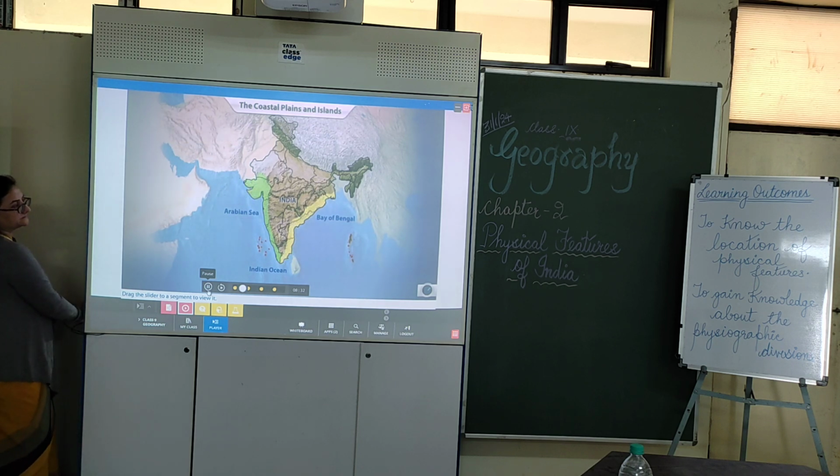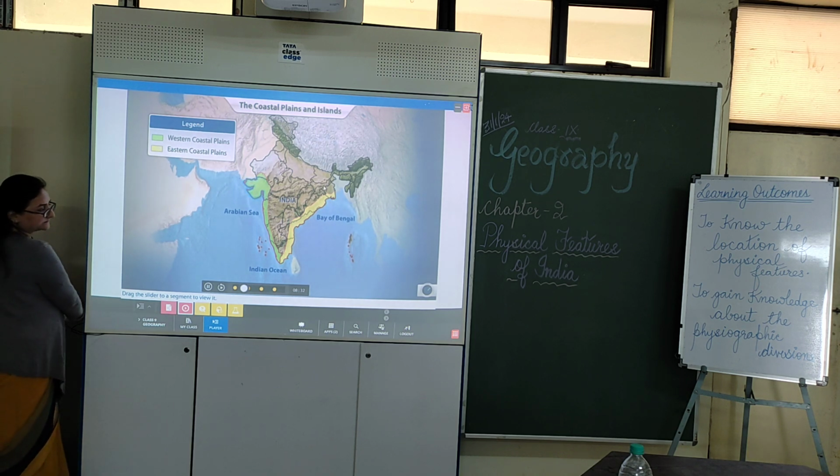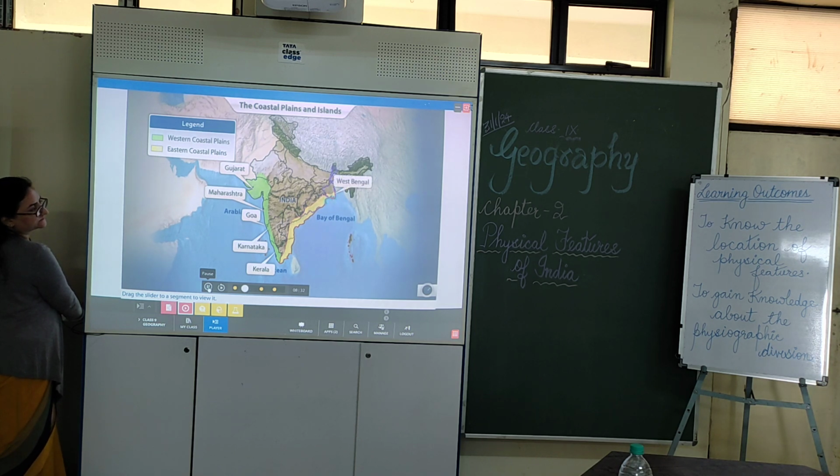This coastline extends on both the western and eastern sides of the peninsula. Can you see the western coastal plain and the eastern coastal plain? The western coastal plains stretch from Gujarat in the north to Kerala in the south. The eastern coastal plains stretch from West Bengal in the north to Tamil Nadu in the south.